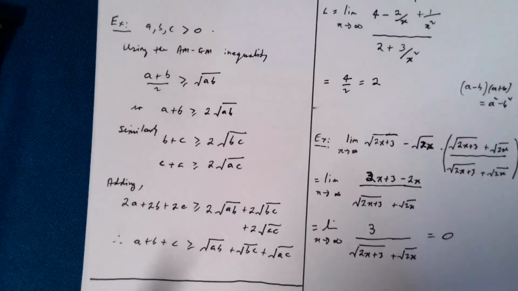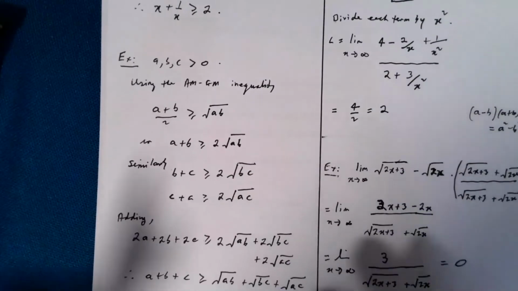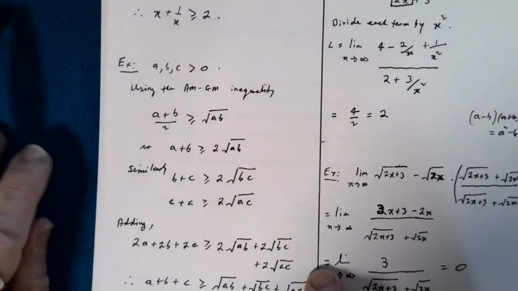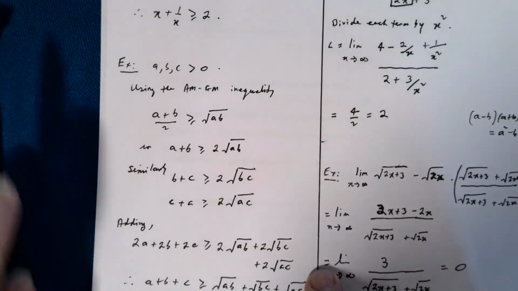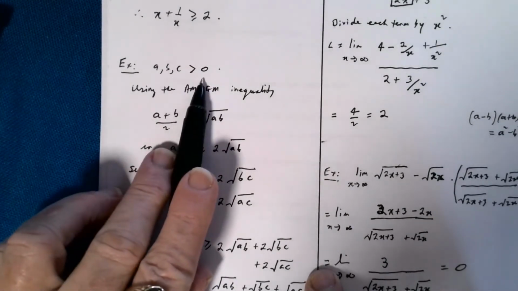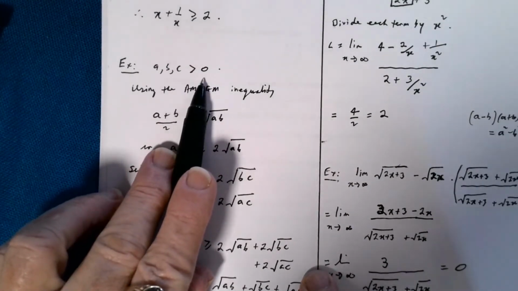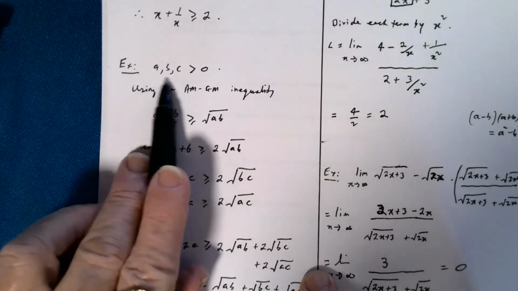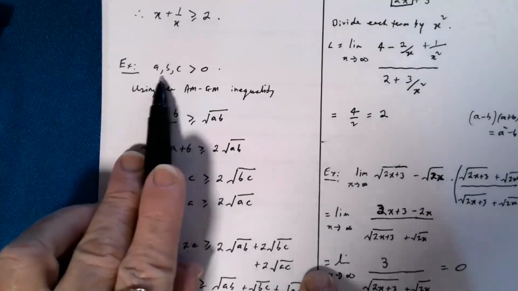So here's our little proof of this, and all I'm going to do is use the ordinary simple AM-GM inequality. I'm not going to use the generalized versions. So I start off with a, b and c positive, and I'm going to apply this AM-GM inequality to all pairs of numbers out of here.